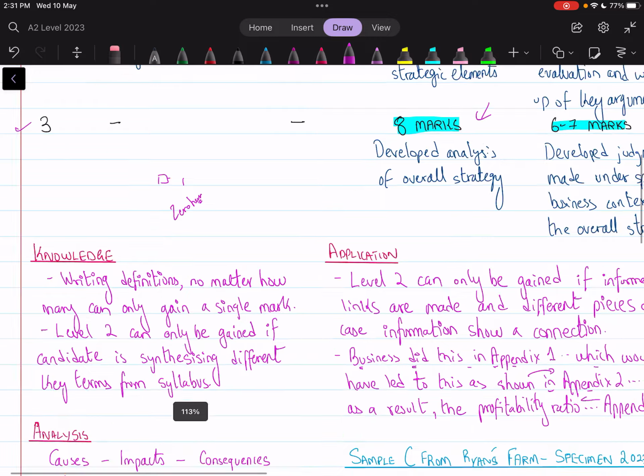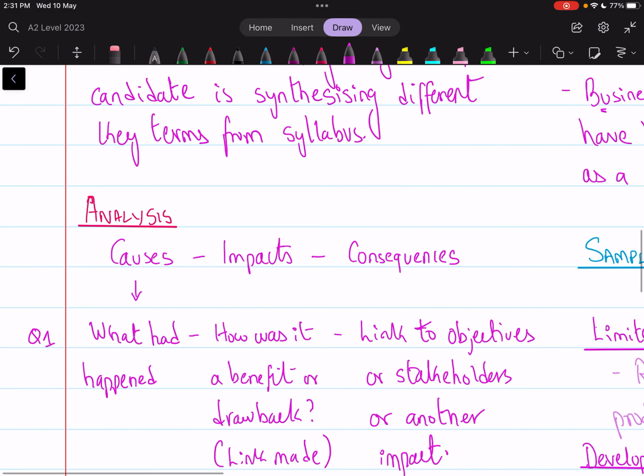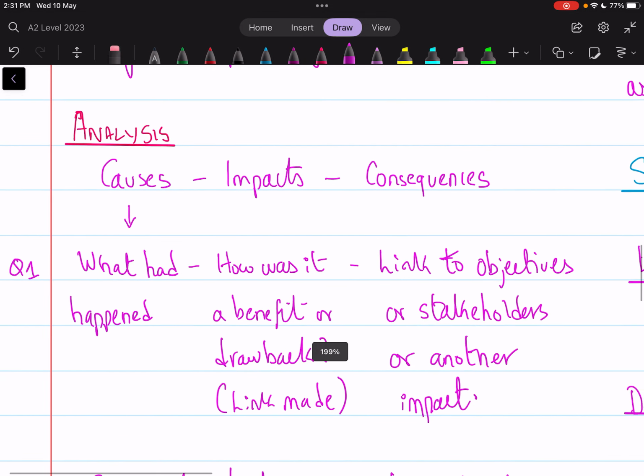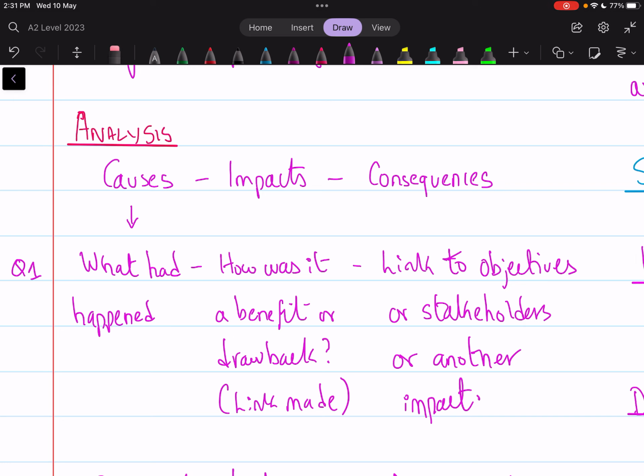So when you talk about analysis, what is analysis in paper 4? This is basically a demonstration for question number 1. It can pretty much be the same for question number 2 as well. You just need to change the tense.